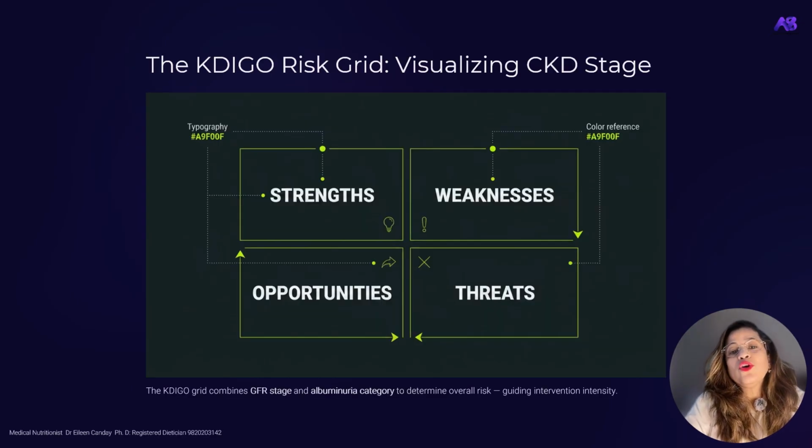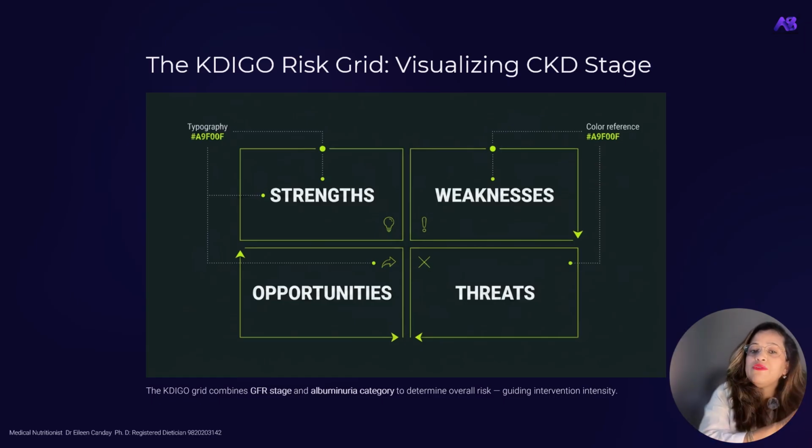Coming to the KDIGO risk grid. Okay, now this is a tool for assessing CKD severity and prognosis. Two dimensions work together. That is the GFR stage G1 to G5, which you can see on the vertical axis, which measures the kidney function, and the albuminuria category, that is A1 to A3, which is on the horizontal axis, that measures the protein in the urine.